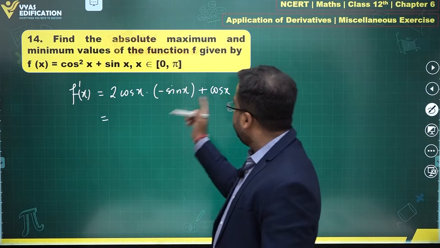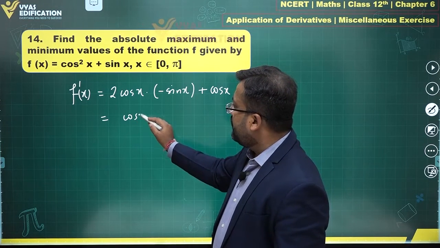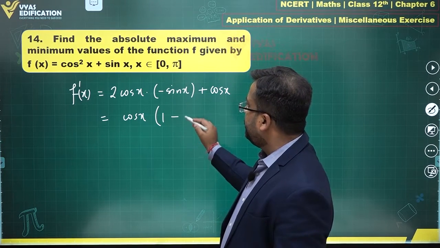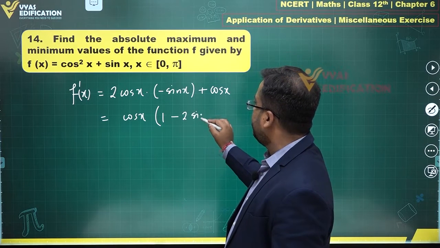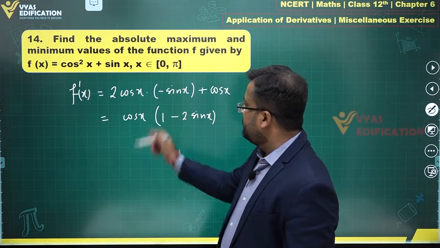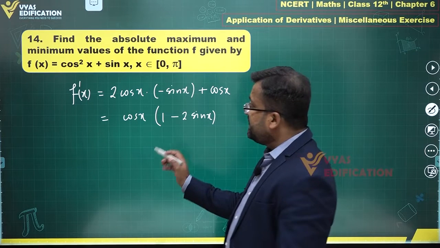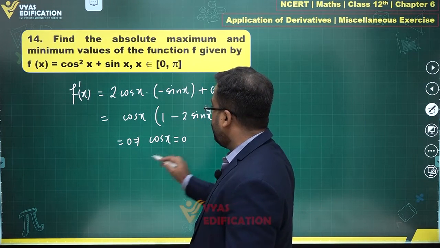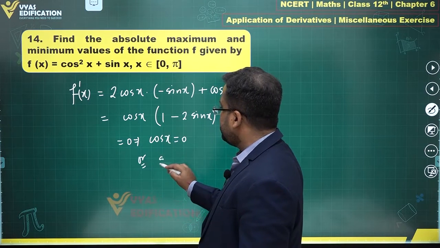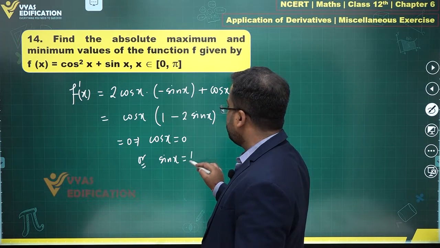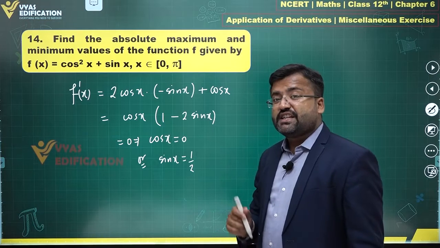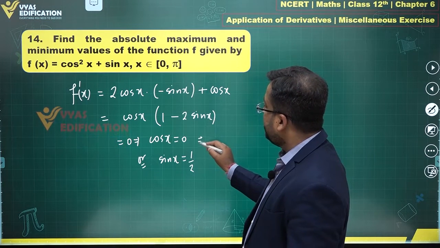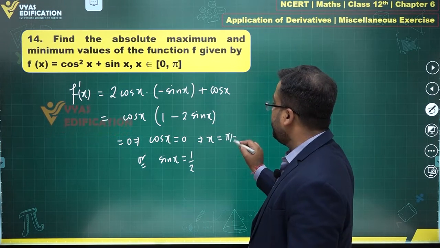Okay. Can we take out something common? Yes, cos x will come out common, and what you're left with is 1 minus 2 sin x. And if this derivative equals 0, this tells me that either cos x equals 0 or 1 minus 2 sin x equals 0. That tells me sin x equals 1 by 2. Cos x equals 0 in this interval will tell me that x equals simply pi by 2.